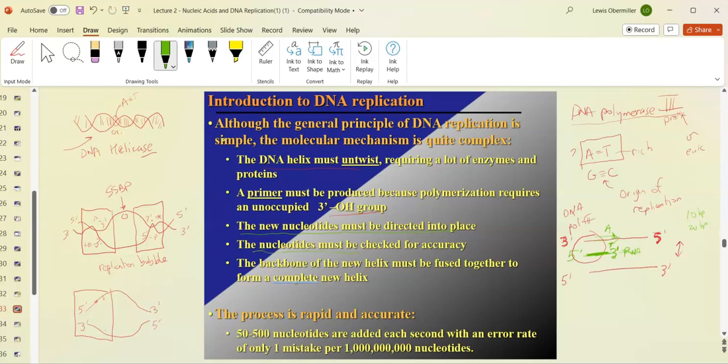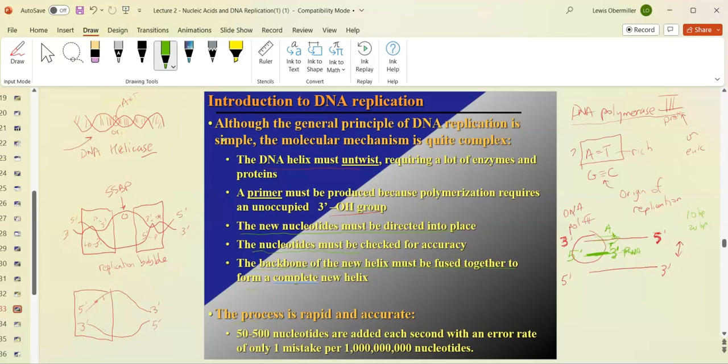There are enzymes that come behind it and check it for accuracy. We call that DNA proofreading. And then the backbone of the helix has to be fused together to form the new helix. So we'll talk about that as soon as we talk about the difference between the two strands. One is called the leading strand, the other is the lagging strand.